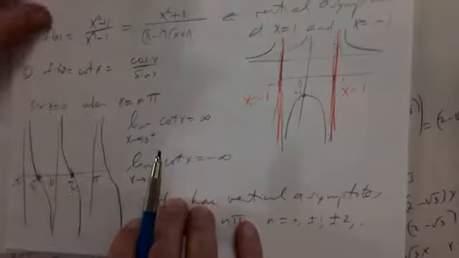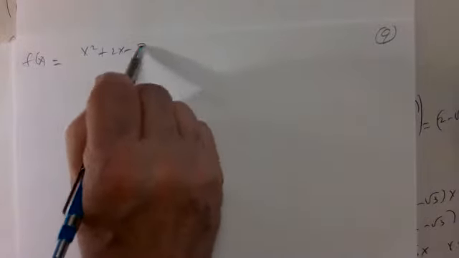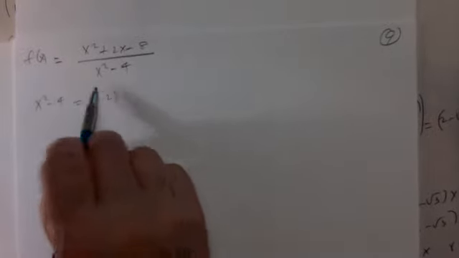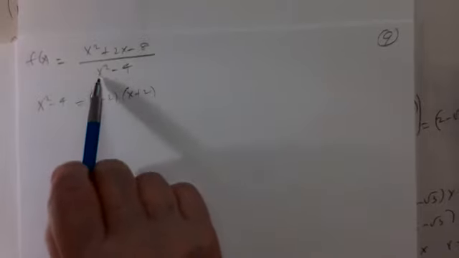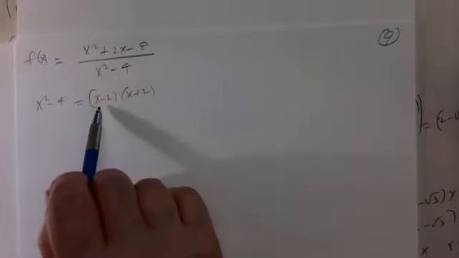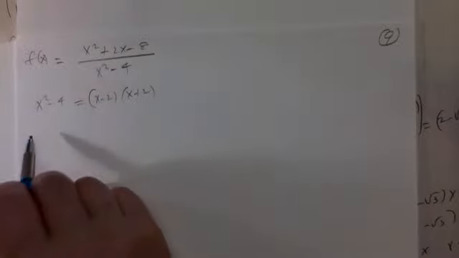Now let's keep looking at examples. Suppose we have the following function. F of x equals x squared plus 2x minus 8 over x squared minus 4. Now, of course, x squared minus 4 factors. So this function is discontinuous at plus or minus 2, but that doesn't mean it has vertical asymptotes there. Because the numerator also factors.